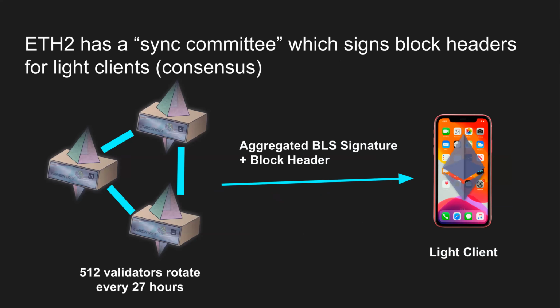So specifically in ETH2, they have a consensus mechanism specifically for light clients, known as the sync committee, which essentially signs block headers for light clients. How this works is that there are 512 validators chosen every 27 hours randomly by something known as the beacon chain. For every block, these validators will produce an aggregated BLS signature over the block header that eventually gets broadcasted to the light client. And this aggregated BLS signature will only be verified if enough of the validators vote on it.